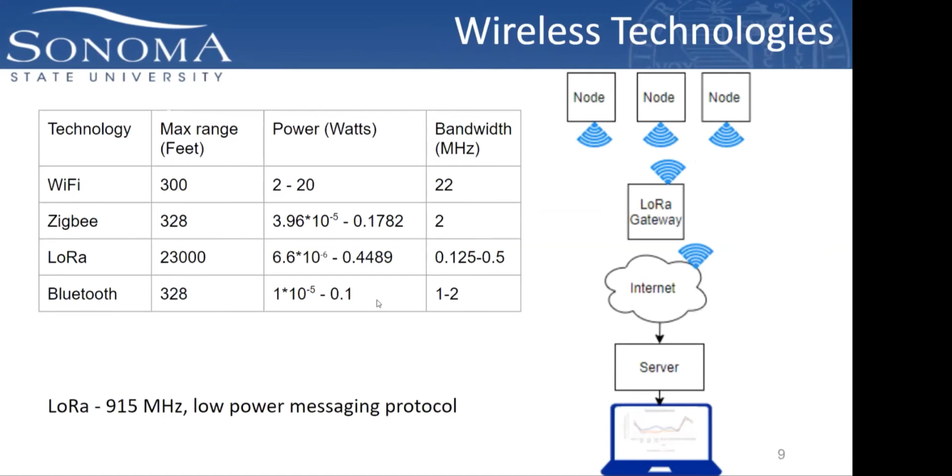So this is a table that compares LoRa with Wi-Fi, Bluetooth, and Zigbee. LoRa is a low-power, long-range transmission over the unlicensed ISM band. LoRa uses license-free sub-gigahertz radio frequency bands such as 868 megahertz in Europe, 915 megahertz in North America and Australia, and 923 megahertz in Asia. The table compares power consumption in watts, range in feet, and bandwidth in hertz. And this table shows that LoRa has the highest range and very low power consumption.